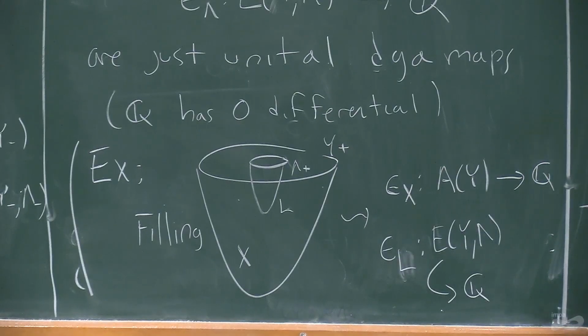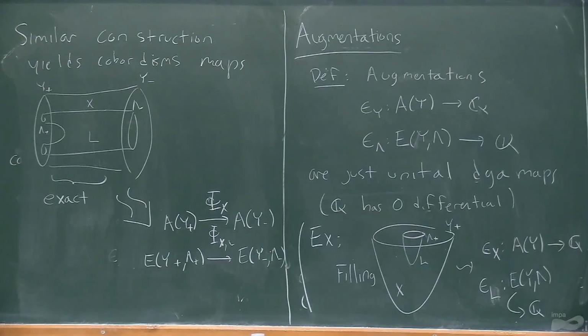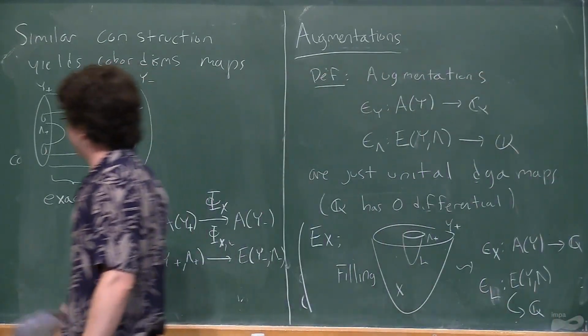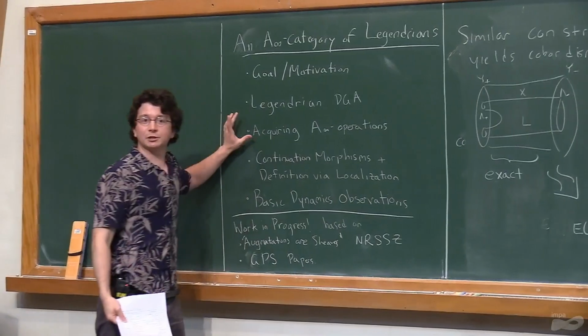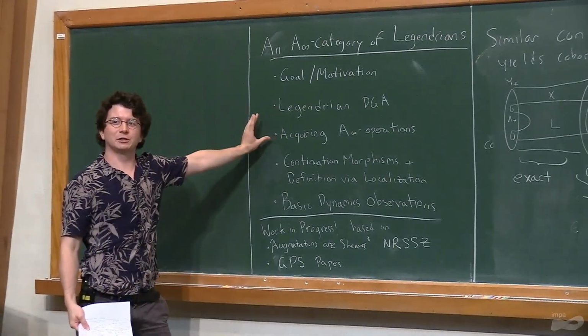Okay, so that's basically what I'm going to say about the Legendrian DGA, and now I'm going to start talking about how you get these A infinity operations. So before I move on, are there any questions?